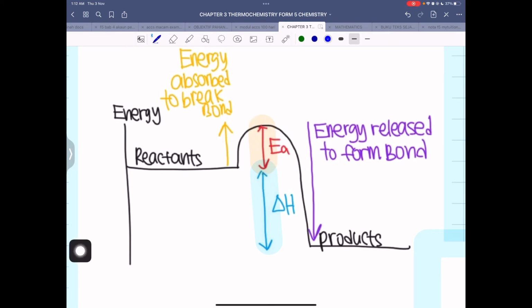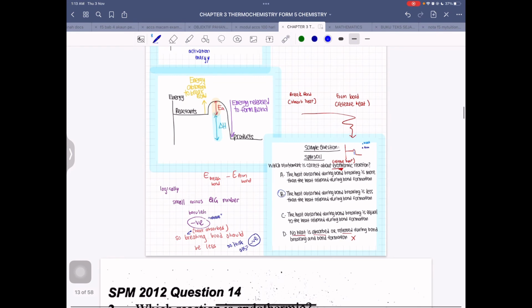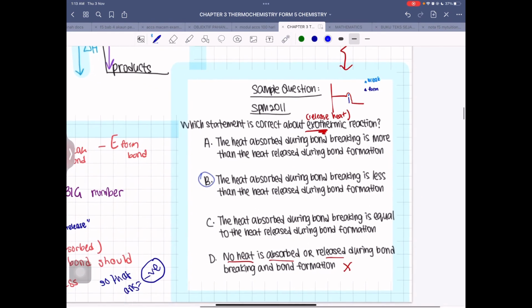Okay, so activation energy, tengok the reactant to the peak. Heat change is the staircase difference. Heat release is the peak until the product. So super easy so far. And okay, let's tengok the soalan.